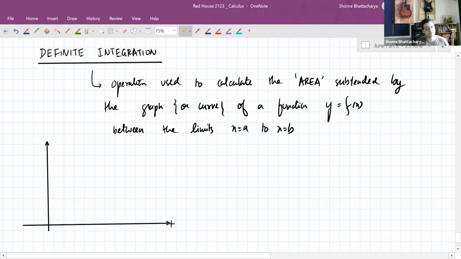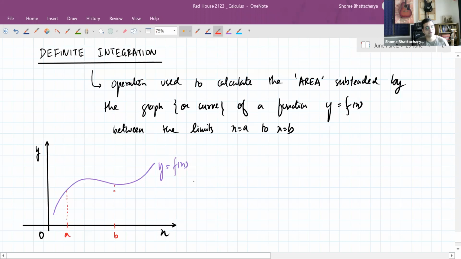If a function, when we plot the graph of it, the function's graph is a curve like this, let's say. And we want to calculate the area that this curve subtends between, let's say, these 2 points A and B on the x-axis. So that means we want to calculate this area. So this area will be calculated using definite integration.